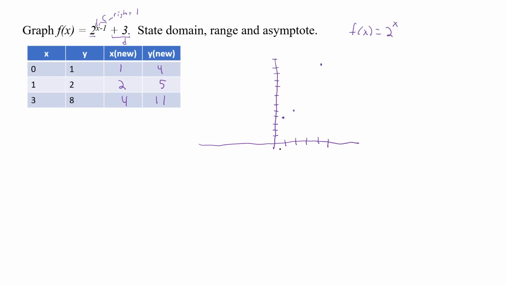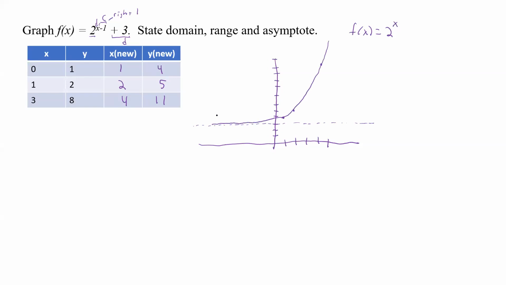And so now we have kind of the general shape. Now, what do we know about our new horizontal asymptote? Well, it's going to be y equals 3. And so at y equals 3, we're going to have this horizontal asymptote. And so what's going to happen is we're going to have this graph that's increasing from left to right.